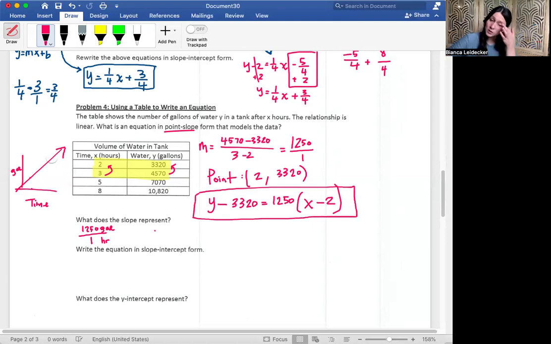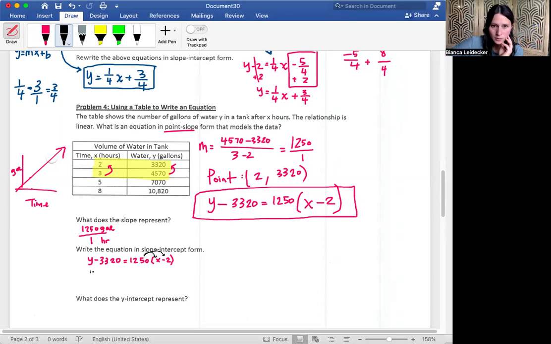Now, let's go back to our next question. Write the equation in slope intercept form. So we wrote it in point slope form, but they're now asking us to write it in the form y equals mx plus b. The first thing we know that's different between these two forms is that in slope intercept form, my y is by itself on one side and there are no parentheses. So the first thing, let's distribute and get rid of our parentheses.